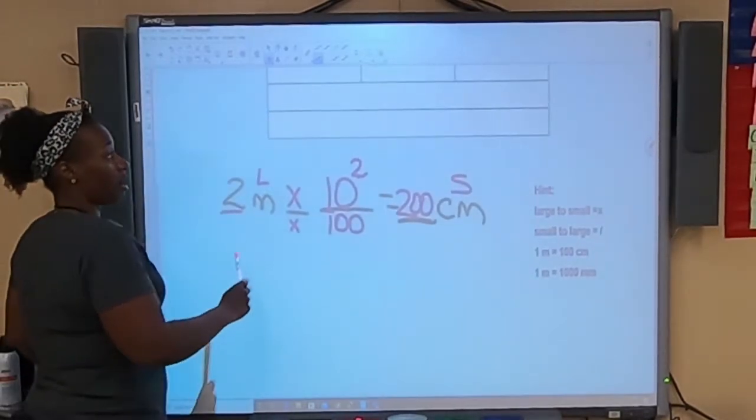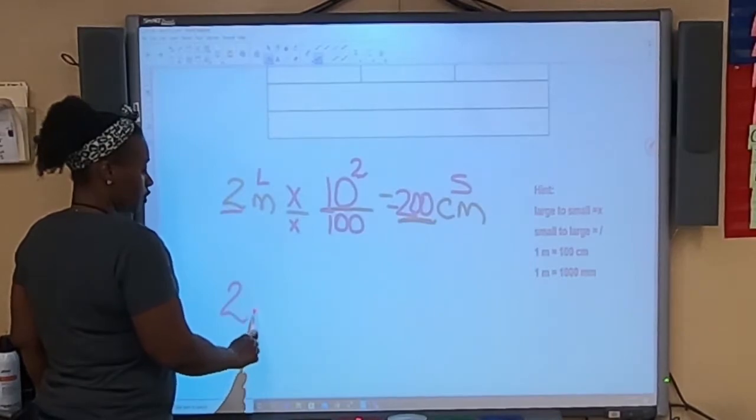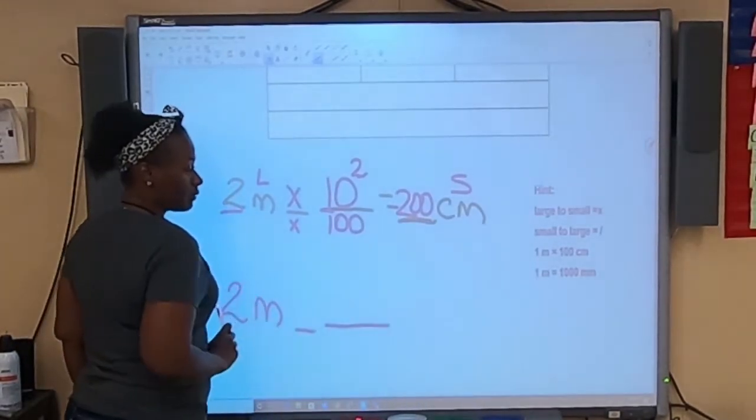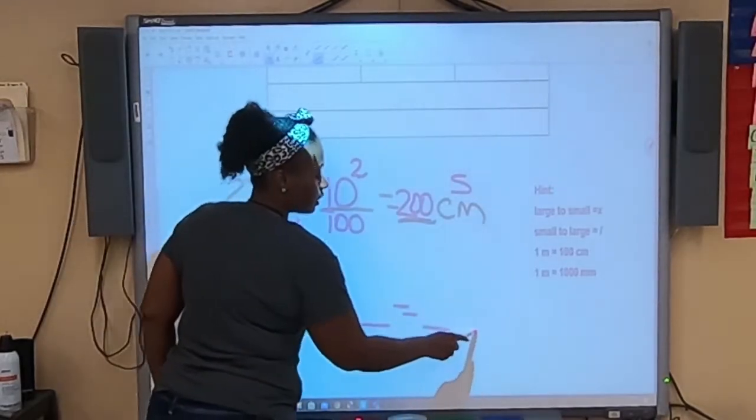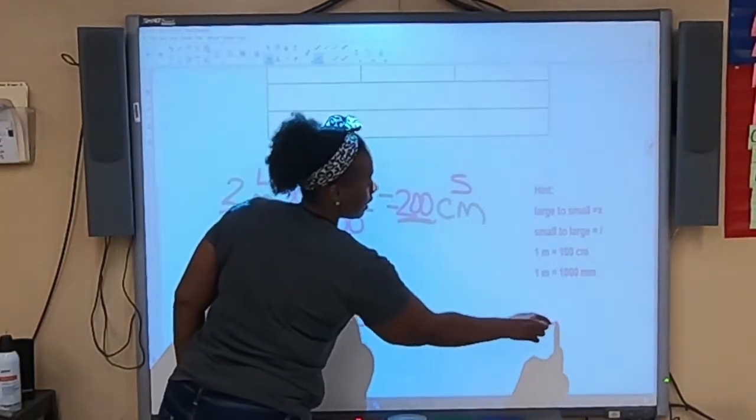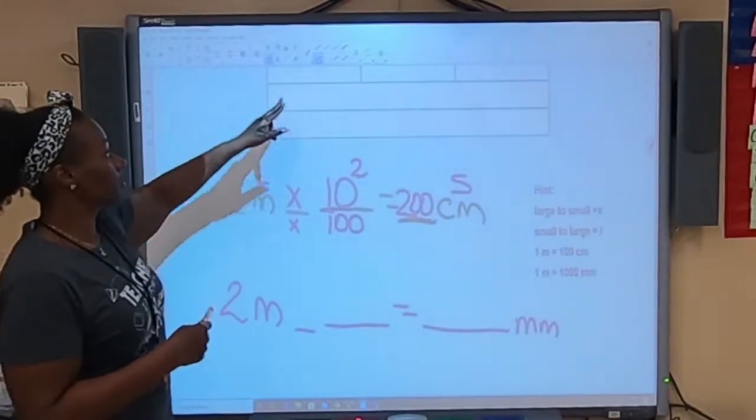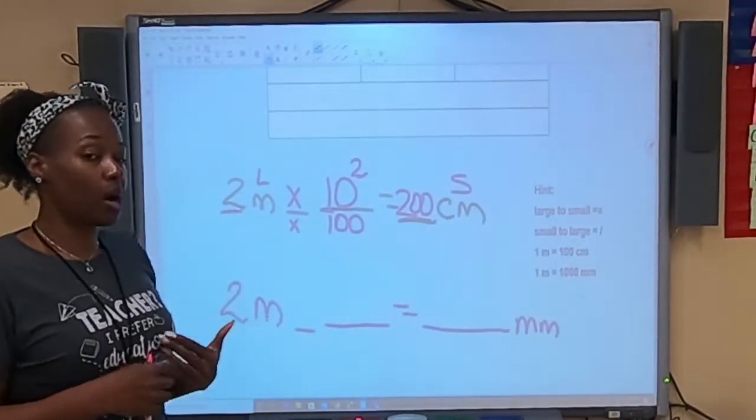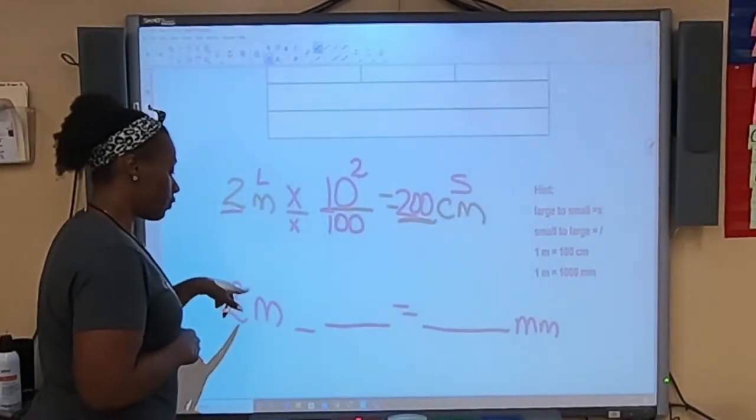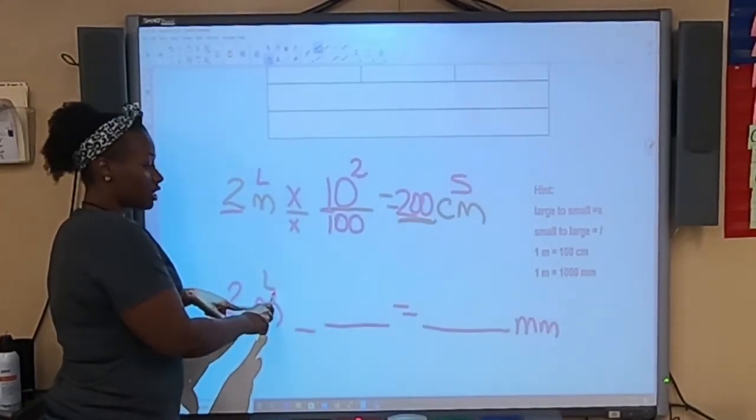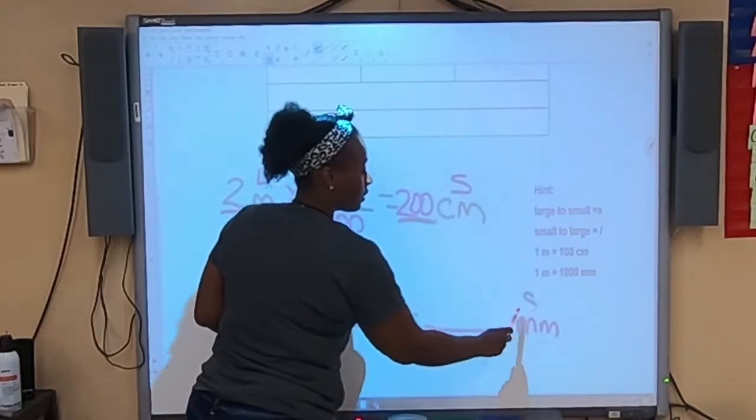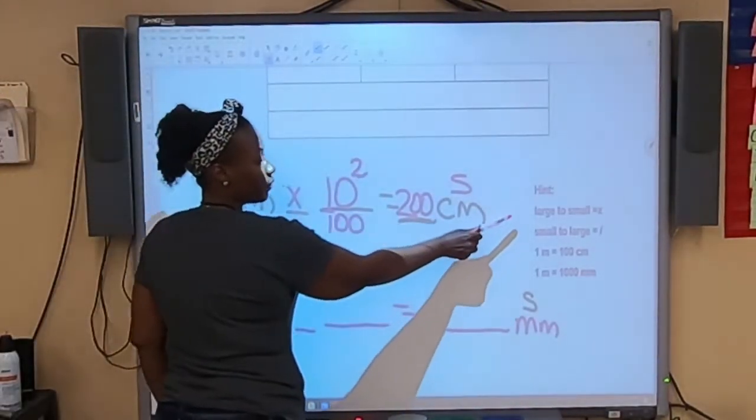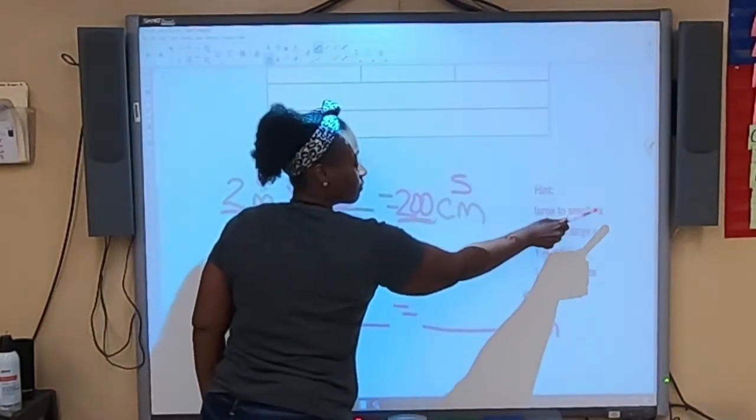So I'm going to set my problem up. 2 meters. I need an operation. I need a power of 10. And I'm changing it to millimeters this time. So once again, I'm going to figure out if I'm going from a large unit to a small unit or a small unit to a large unit. Well, remember, a meter is larger than a millimeter. So because I'm going large to small, my hint tells me to multiply.